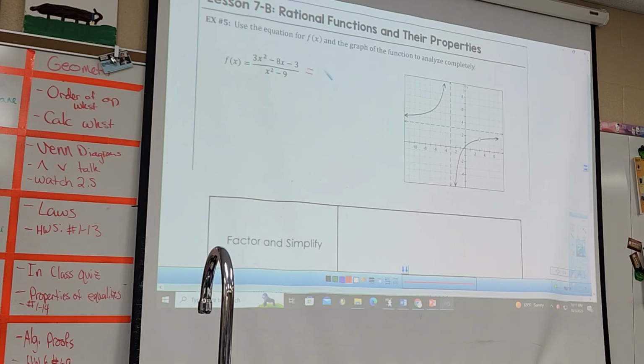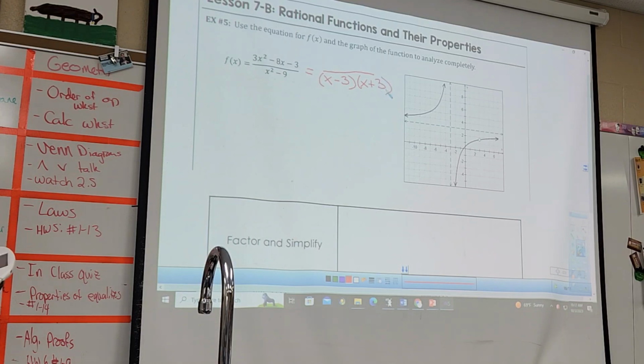It's a difference of squares. Who would have thought it? So my bottom factors into what? X minus 3, x plus 3. Anyone disagree with the 3?